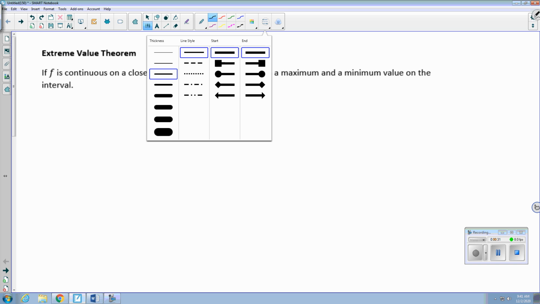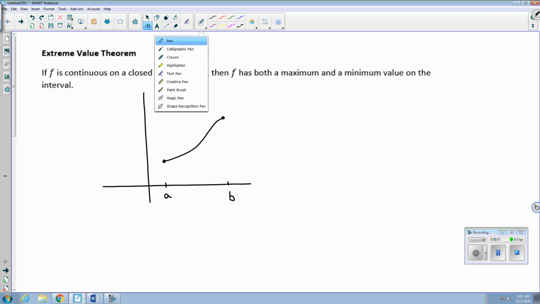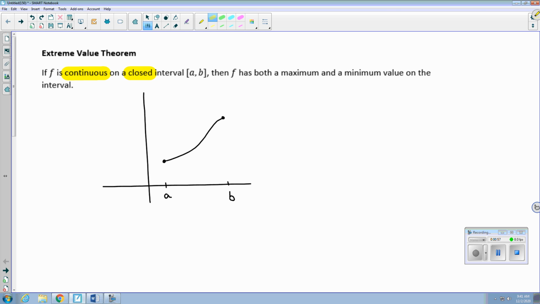So visually, to show an example of this, let's say we have our function f. It's running from a to b. We will have reached a maximum and a minimum along that interval, assuming, and this is really important, it needs to be continuous and the interval has to be closed. Okay, two very important conditions for this theorem to hold true.